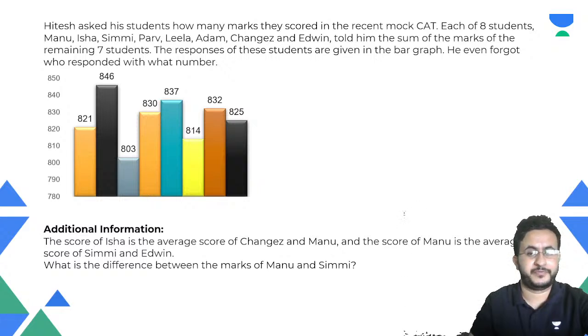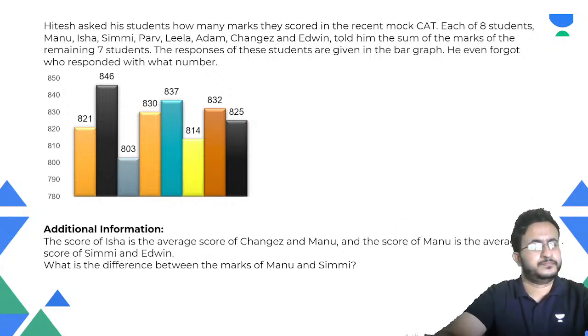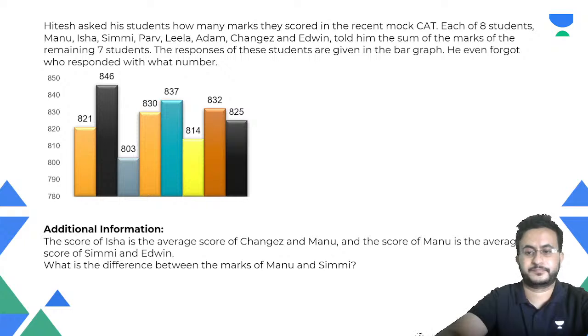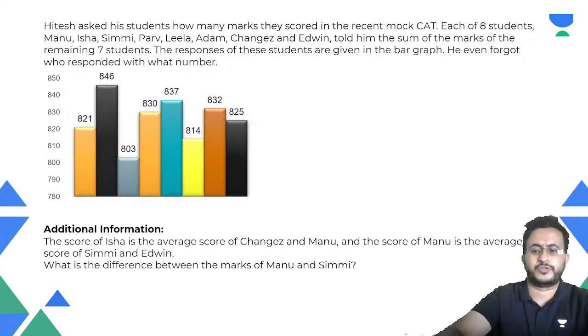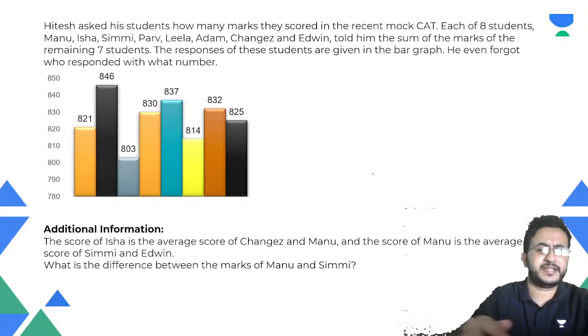You can use the data from previous question, difference between the marks of Manu and Simni. So Manu is 130, right? Simni we do not know, right? Simni is either 119 or 141, isn't it? But we know that difference is a relative term, right? Difference is a relative term. You do not take the negative value. Some people still have that. So unless it is saying A minus B, you do not have to take that thing. So you have to just find the absolute difference, right?